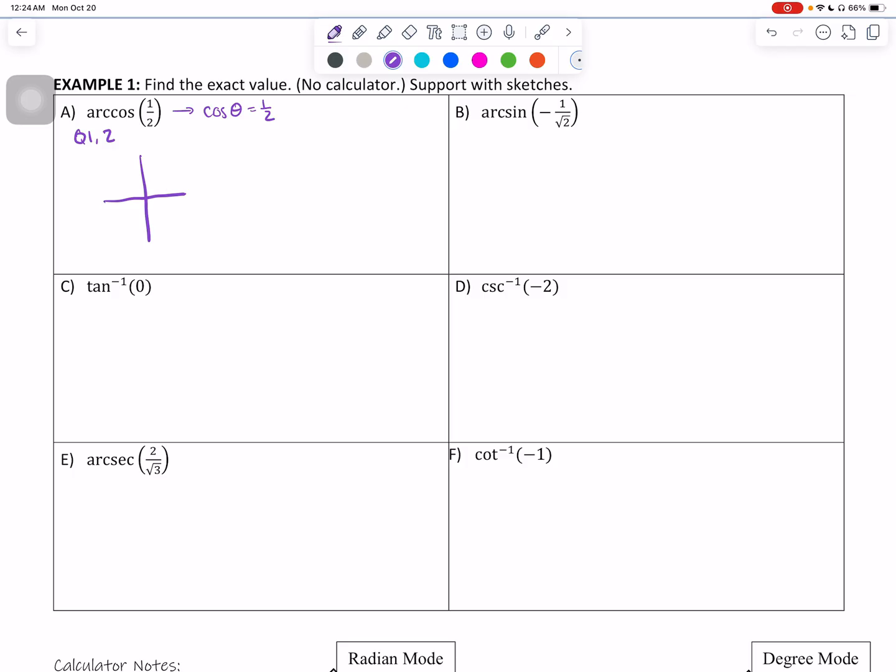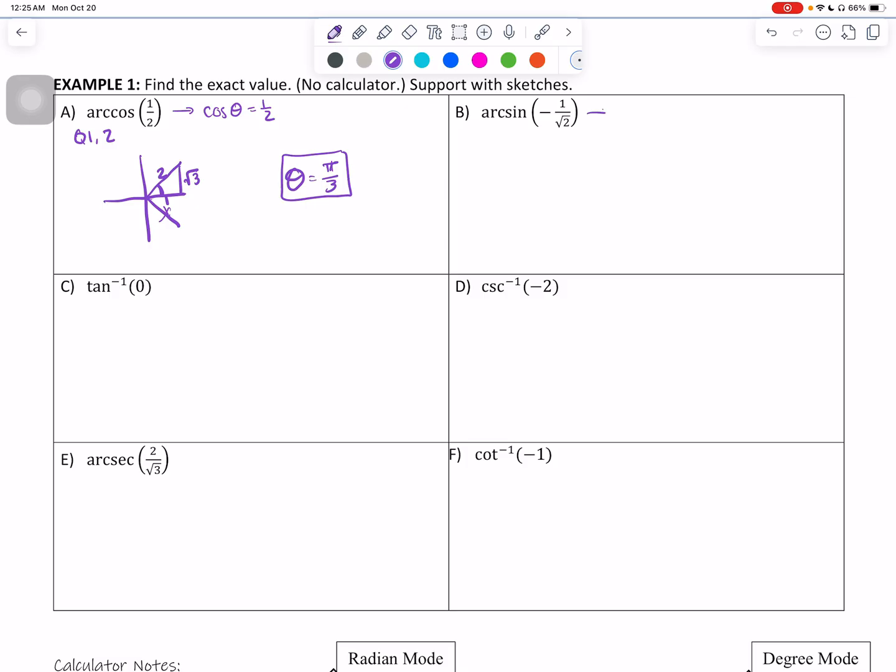1/2 is positive, so that is in quadrant 1 and 4. But again, your calculator is not going to give you quadrant 4. It will always give you quadrant 1 if it's a positive number. So this would be where we're going to put our angle here. So we have cosine theta is 1/2. That is adjacent over hypotenuse, which means this side is square root of 3. That should give you what your theta is. That should be 60 degrees, but we write everything as radians. So it's pi over 3.